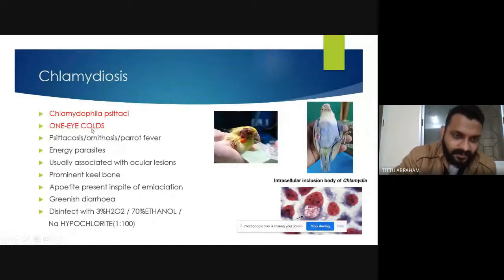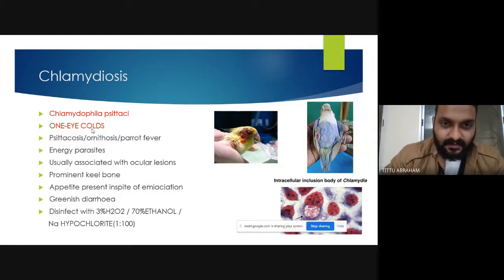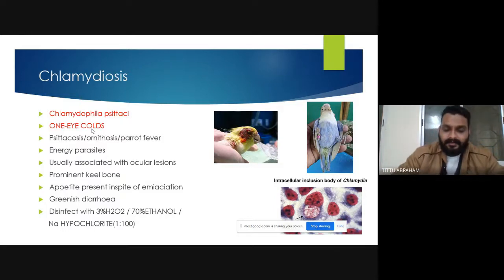Usually one eye will be affected. In the initial stage, you can see one eye being closed with some kind of discharge. Then the bird will be anorectic for some time. Later on, it will start to eat. So we might think that the problem has resolved on its own. But it is actually the starting of the disease, it is getting bad. So if you check its keel bone, you can see the prominent keel bone, which will be blade-like. But it will be having normal appetite.